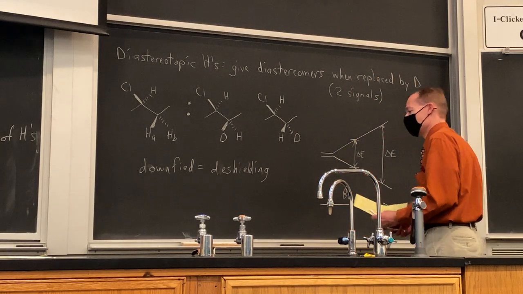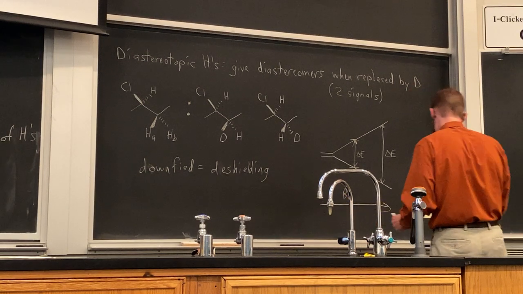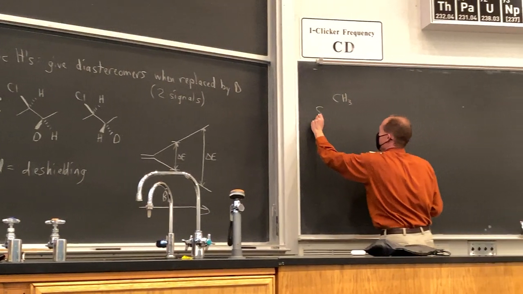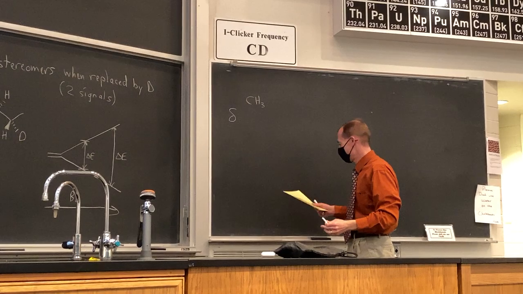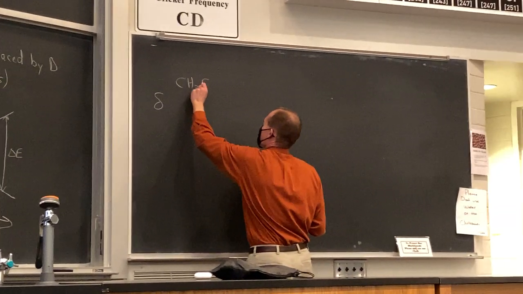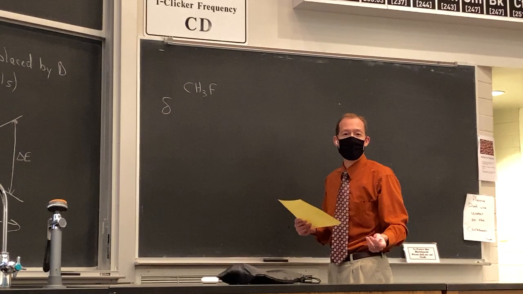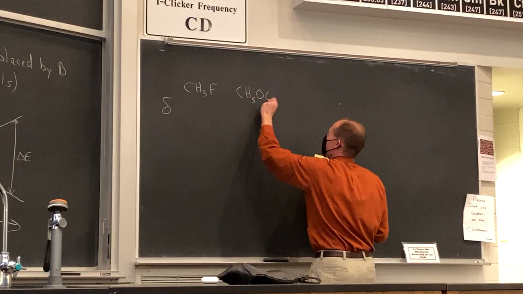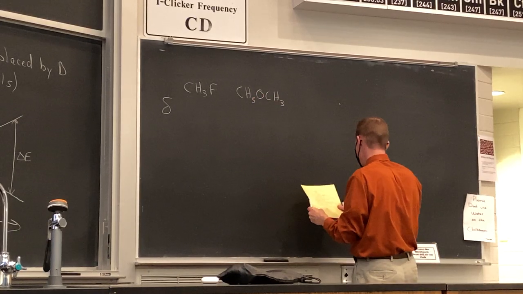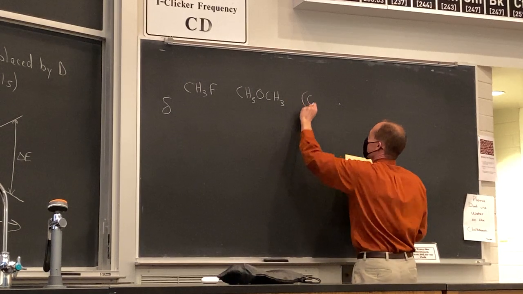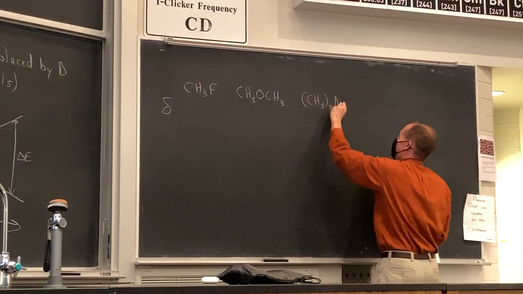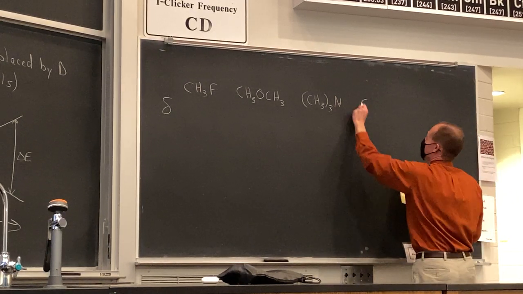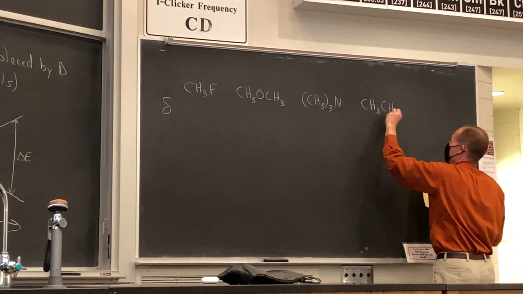So let's take a look at some of the consequences of this. Let's go over here to this board and look at the chemical shift. Remember, lowercase delta is our symbol for chemical shift. Let's look at the chemical shifts of methyl groups that are attached to different types of heteroatoms. Okay, we have fluoromethane, we have dimethyl ether, trimethylamine, and we have ethane, just two methyl groups bonded to each other.